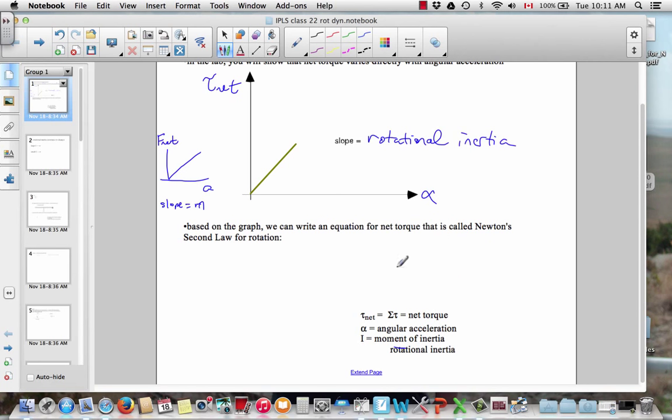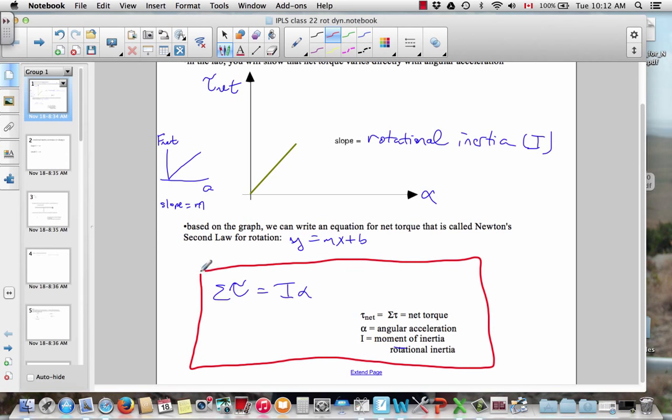Now, what does that measure? Well, we'll talk about that in a second, but let's just write an equation then for this graph. Rotational inertia, we give the symbol I, and so just as this graph has an equation, F net is ma, this graph has an equation: net torque equals I times alpha. Remember, y equals mx plus b for a straight line. B is 0 for this line. The slope is the inertia I. The x-axis is alpha, and the y-axis is net torque. So this is Newton's second law for rotation. It's the rotational equivalent of F equals ma.